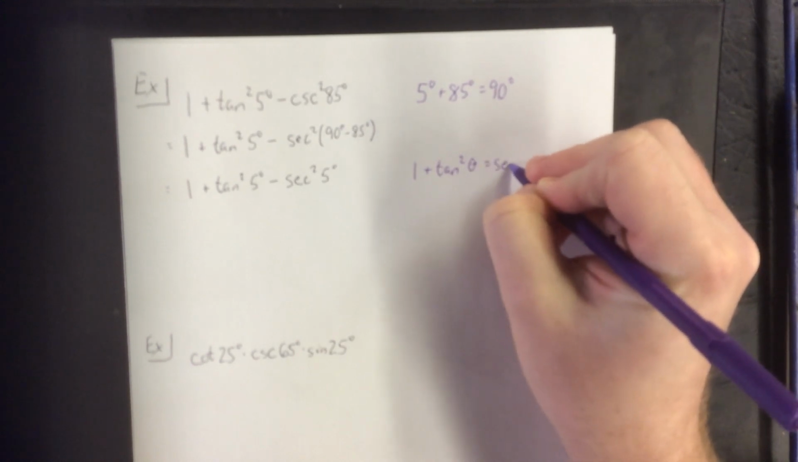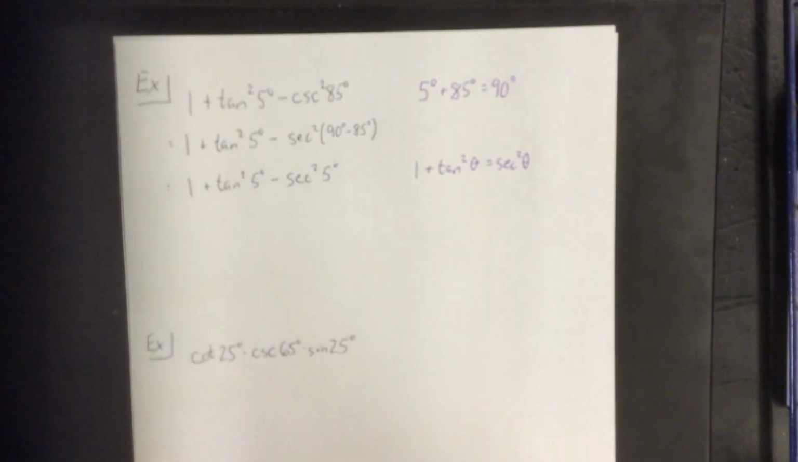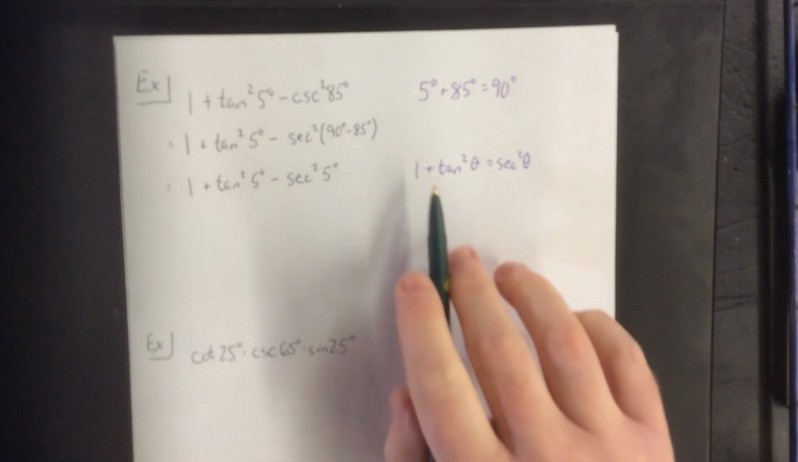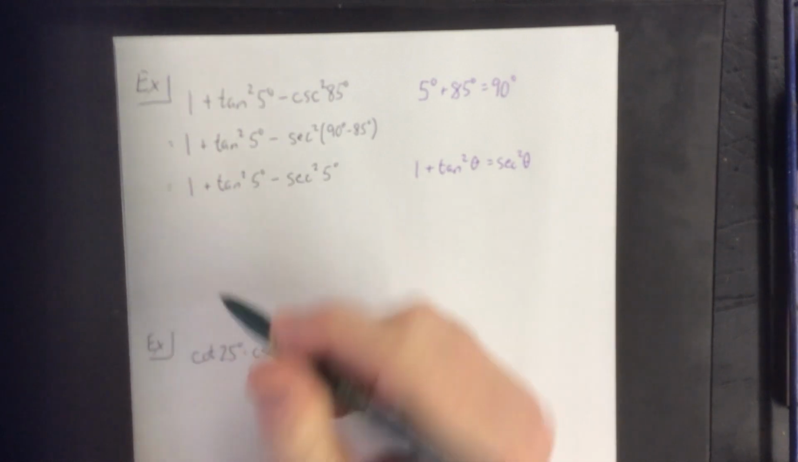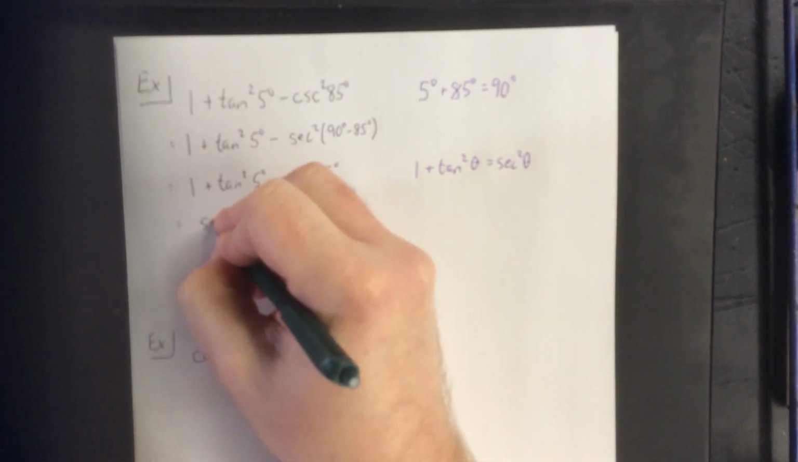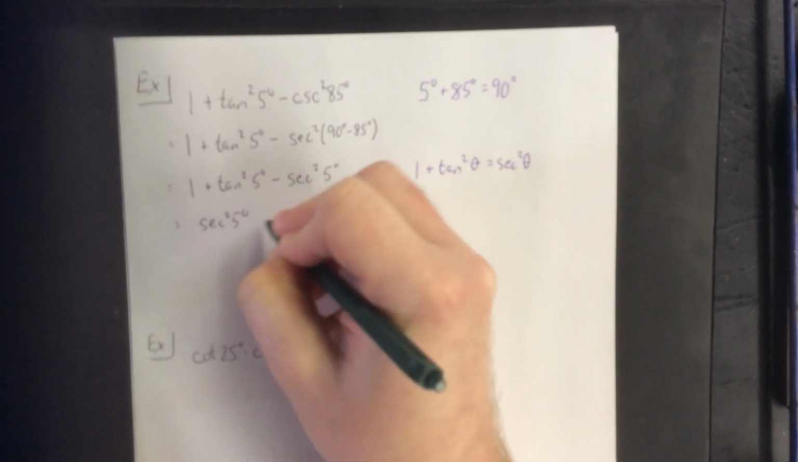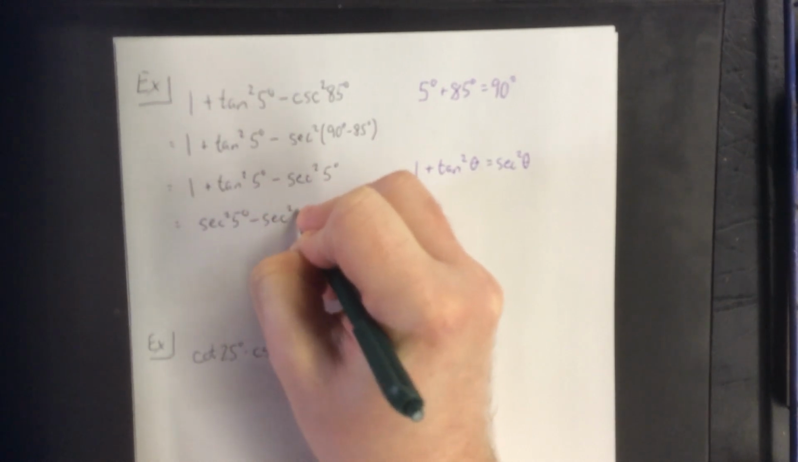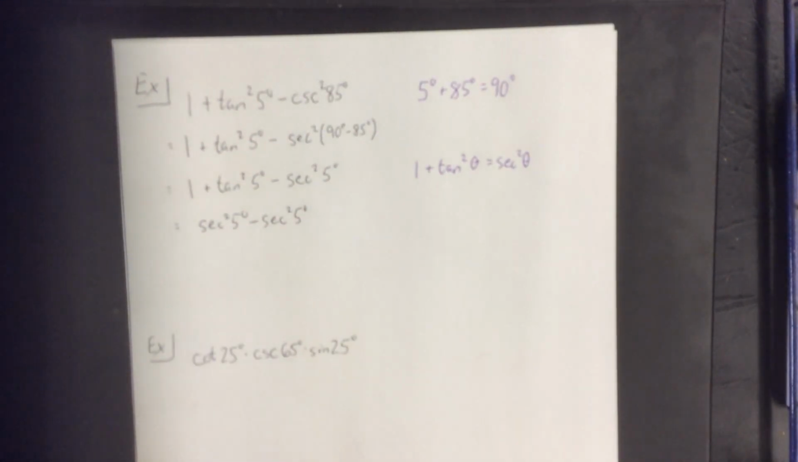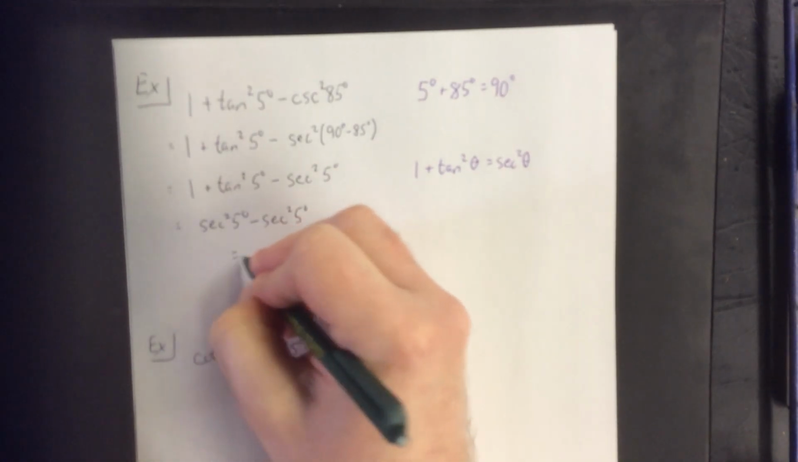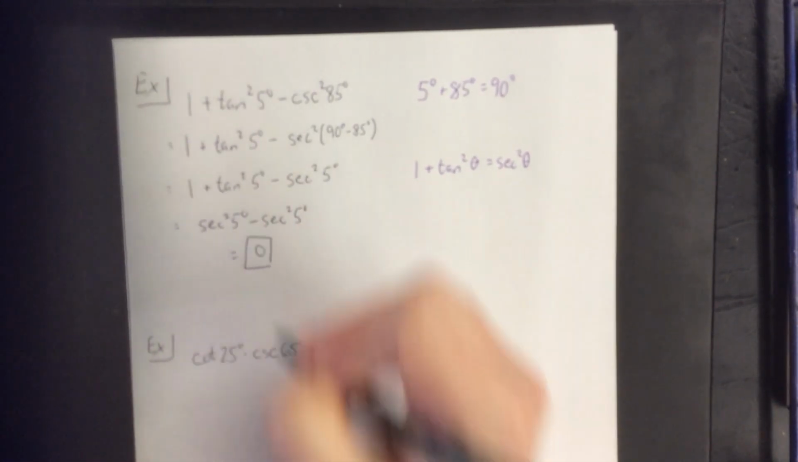Here's the Pythagorean identity that involves the tangent and the secant once again. If I were to perform an algebraic... you know what? I'm not even going to bother performing an algebraic manipulation. I'm just going to turn this 1 plus tangent squared of 5 degrees into the secant squared of 5 degrees, which is what the Pythagorean identity says we can turn it into. We're left with the secant squared of 5 degrees minus the secant squared of 5 degrees for a final answer of 0.